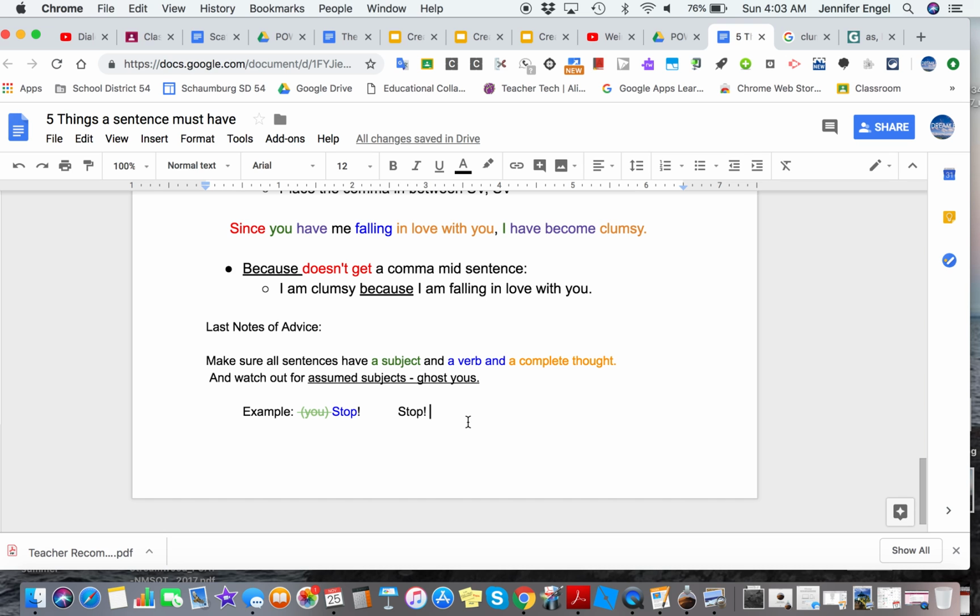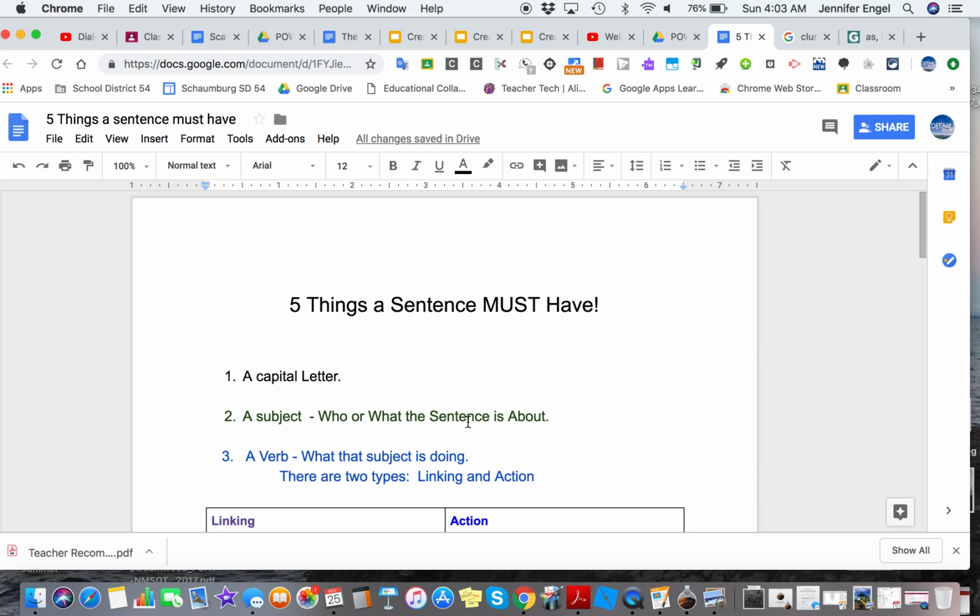And I don't think you'll have a lot of assumed subjects, but it's there just in case you need it. All right, so I'm going to attach this to Google Classroom. You can use it as a checklist. These are the things that you should be checking today.